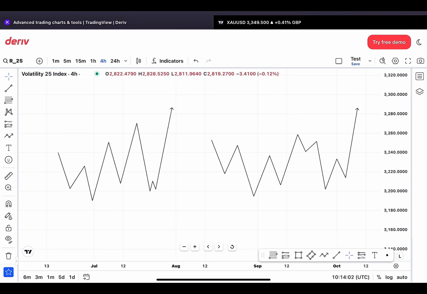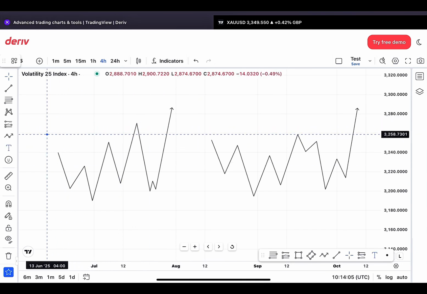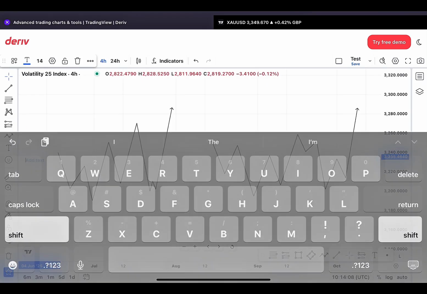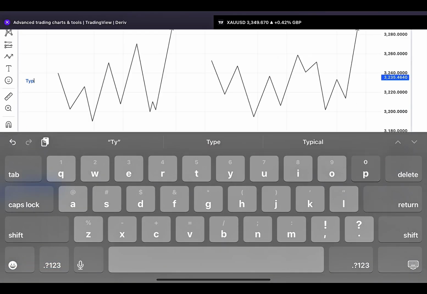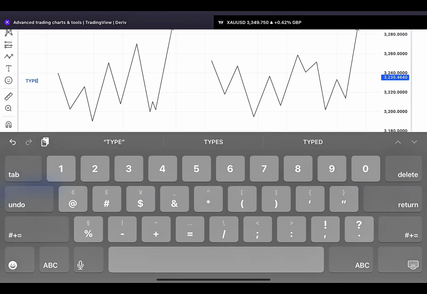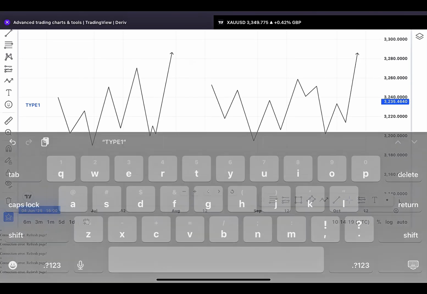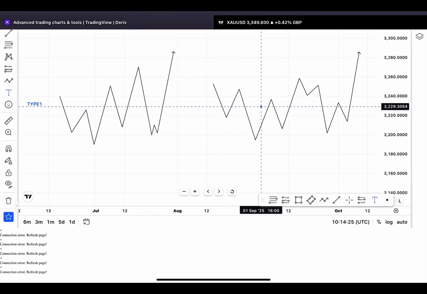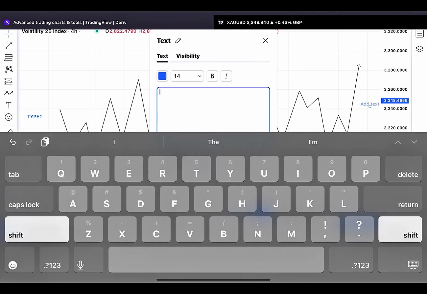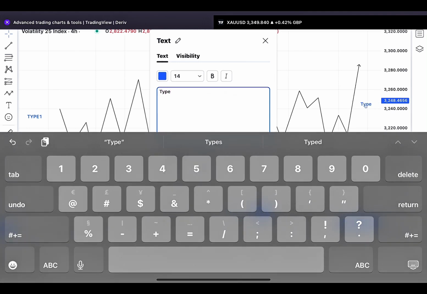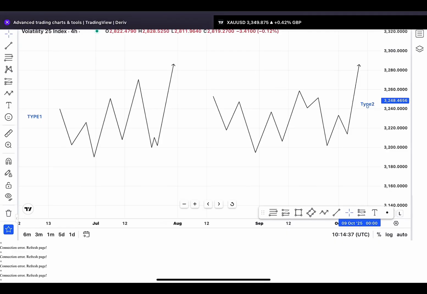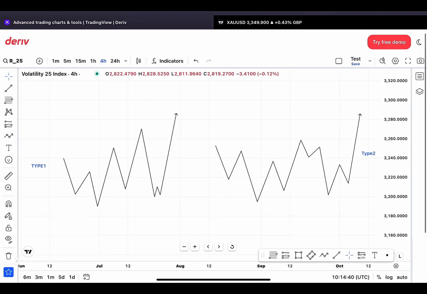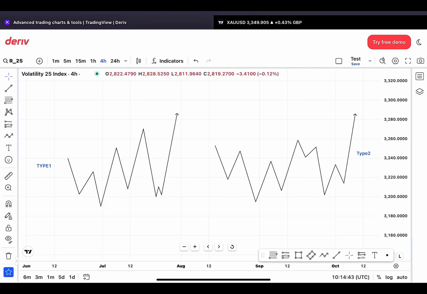So this is what we call the type 1. I hope you are understanding. If you are understanding, please drop a comment below. And this is what we call the type 2. Hope you are getting it. This is type 1, this is type 2.